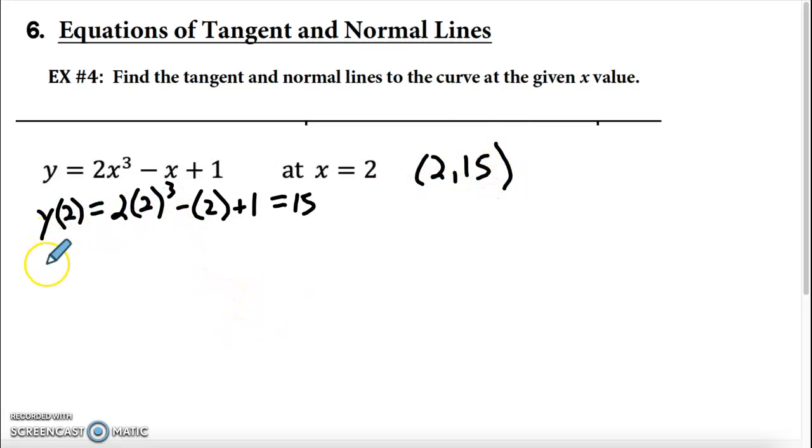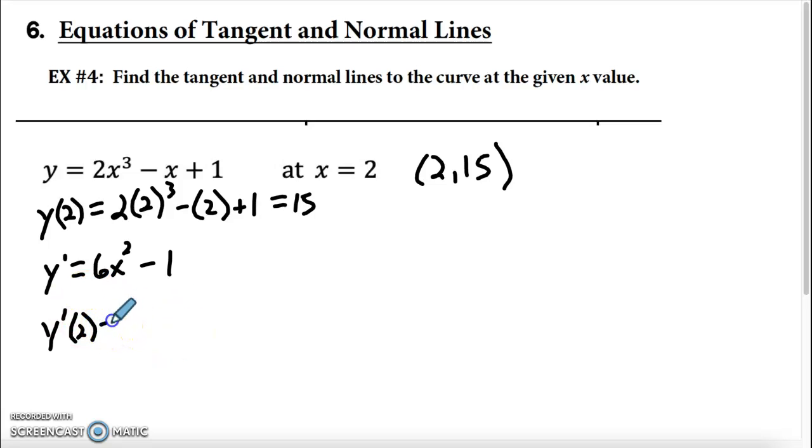Now to get the slope, I want to take the derivative. I can use the power rule now. So y prime will be, bring the 3 down, 6x squared minus 1 plus 0, because the derivative of a constant is 0. And now I can evaluate y prime of 2. I found the y value at 2.